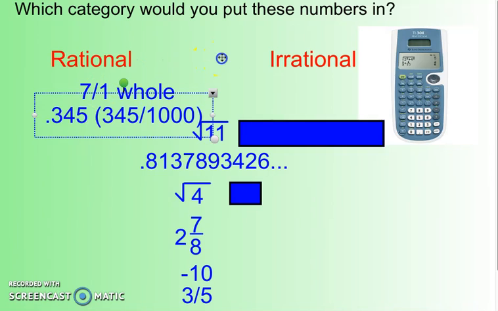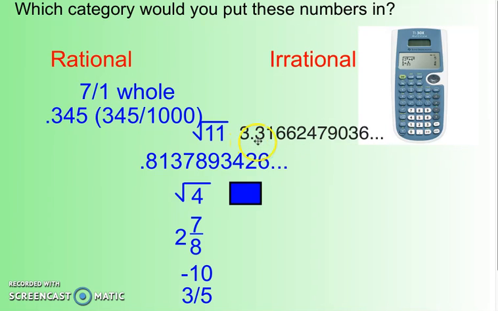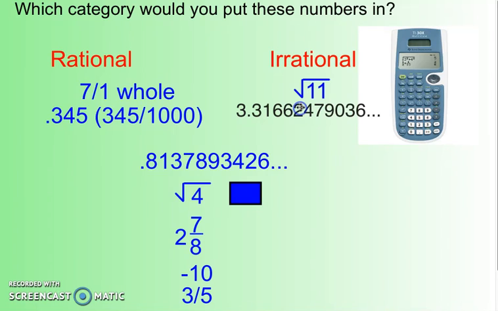How about square root of 11? You may need to take a calculator and see what is the square root of 11. Well, when I put it in the calculator, this is what I get: 3.31666247, blah, it just keeps going on and on and on. Which category would you put this in? Yep, I too would put it in the irrational category because this is one of those examples where the decimal continues. It goes on infinitely and there's no pattern. I wouldn't even be able to tell you what comes next.